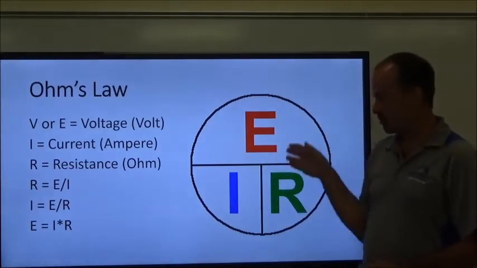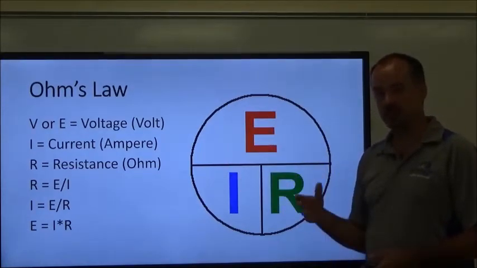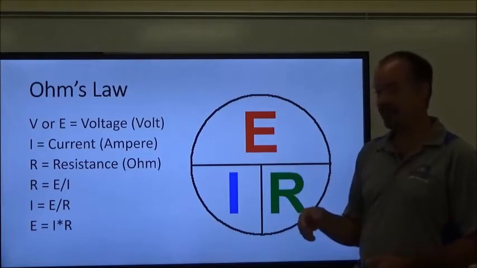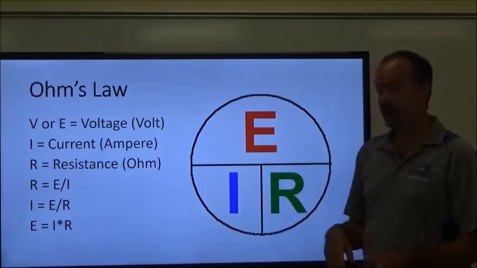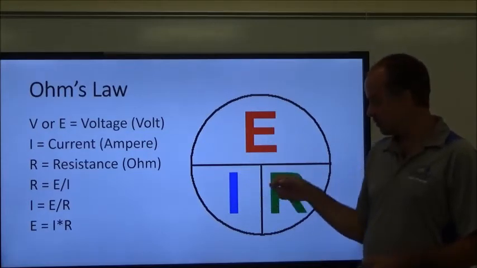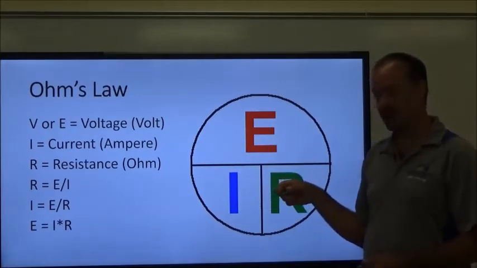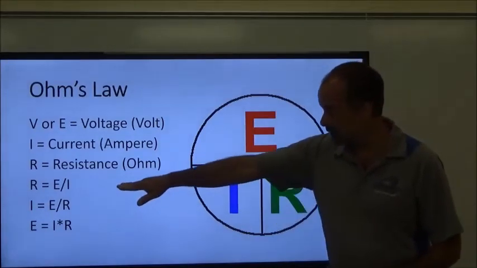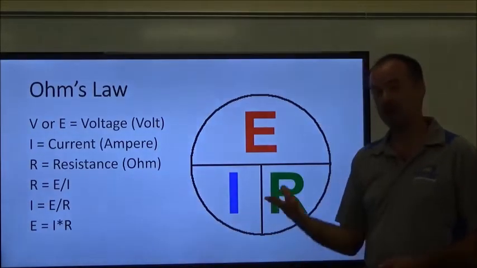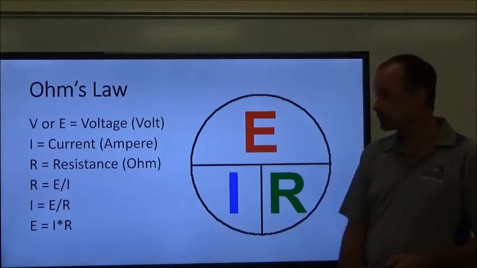So it's a quick visual to keep in mind: if you ever have to do a calculation, you can remember this EIR wheel, or drawn like this with the E on top and the I on the bottom. It's a memorization tool to help you memorize the three main formulas of Ohm's Law.